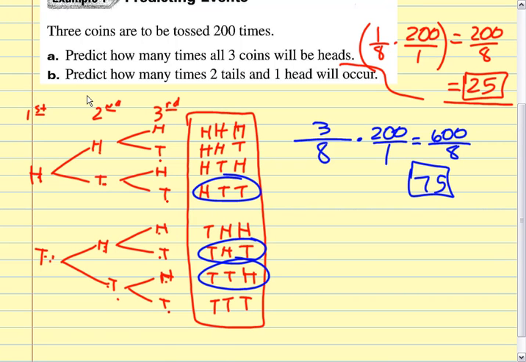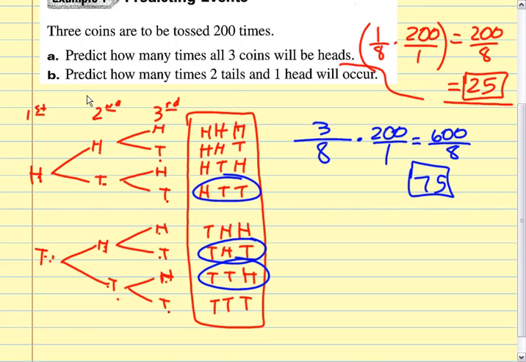Well, remember, the probability of getting all 3 heads is just 1/8. So we base it on that. We multiply it by the number of times we flip the 3 coins. We flip them 200 times. So 1/8 times 200 is 200/8, which is 25. Divide 200 by 8. Yeah, exactly.